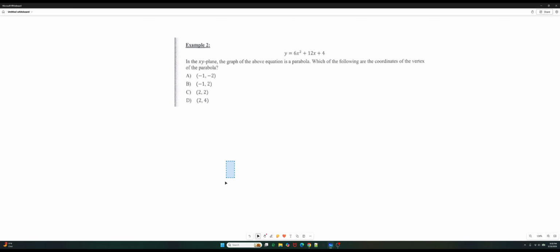Next question. So this one is asking us about the coordinates of the vertex. So if you remember the formula, let's just write down our values first. So we know the formula is negative b over 2a. B is 12, so negative 12. And then 6 times 2, that's 12. So that's negative 1. We know the x coordinate is negative 1, so we can eliminate c and d.